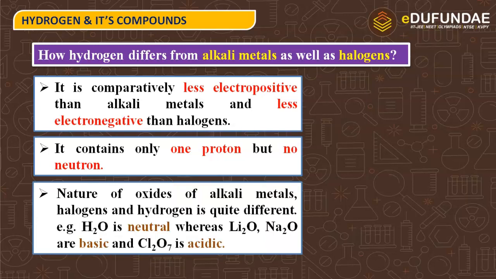Nature of oxides of alkali metals. Yes, alkali metals के जो oxide होते हैं, for example lithium oxide, sodium oxide, those all oxides are basic. And let's talk about halogens oxide. Halogens के जो oxide होते हैं those are acidic in nature. But hydrogen का oxide, that is water, is neutral in nature. So it differs from both of these.